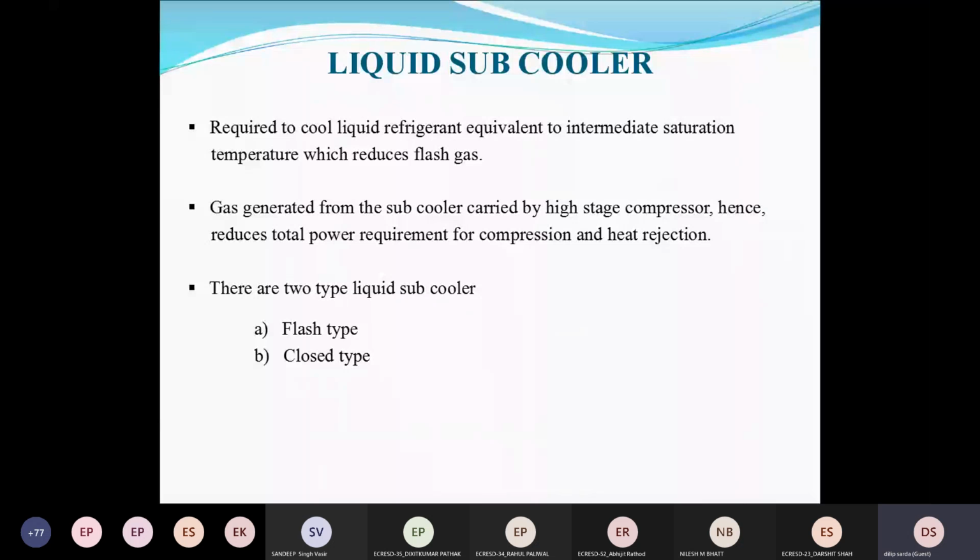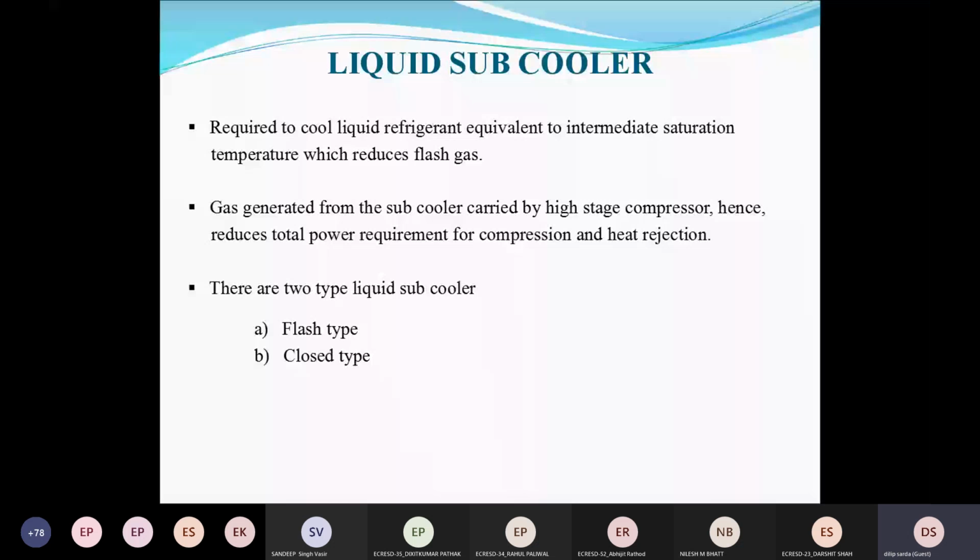A liquid subcooler is required to cool the liquid refrigerant to the intermediate section temperature, which reduces the flash gas. When we do the subcooling of liquid before the expansion valve, naturally we have taken away some enthalpy, and that's why the flash vapor will be reduced. Gas generated from the subcooler is carried by the high stage compressor.